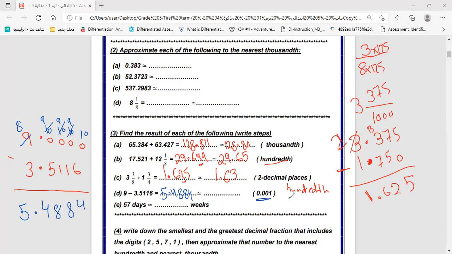0.001, it means thousandth. So approximate it, please, tenths, hundredths, and thousandths. Here, 8. We have beside it number 4, which is a weak number. It will be kept as it is. Fine? Okay. Let's go to another one.